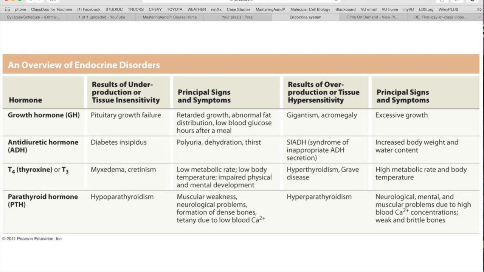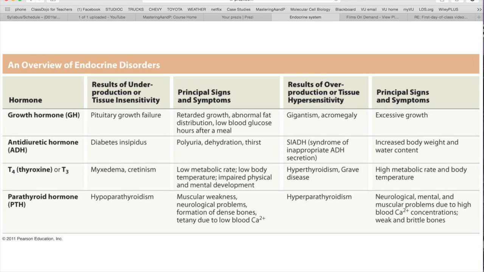With ADH, hyposecretion leads to diabetes insipidus, where you pee a lot, you're very thirsty. Because you don't have antidiuretic hormone, you're not reabsorbing water from your kidneys. And then too much is SIADH. And with this, you reabsorb too much water, so that increases your body weight and water content.